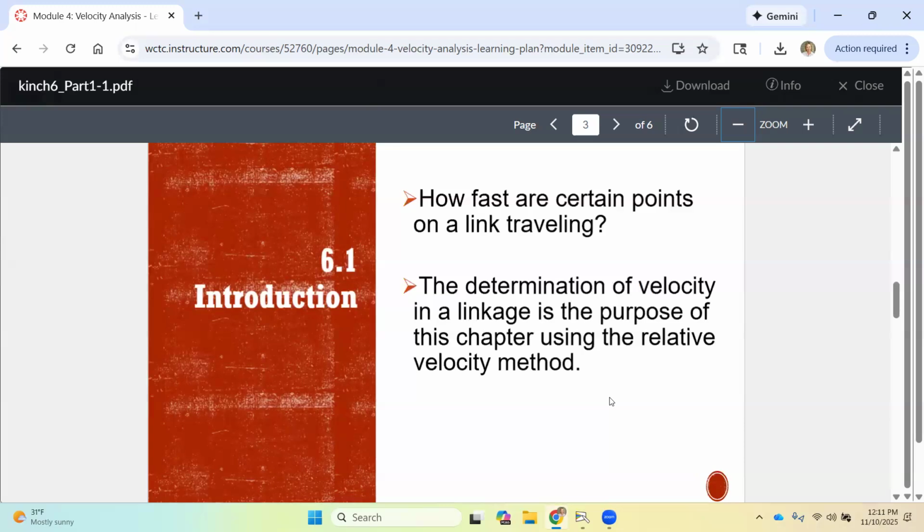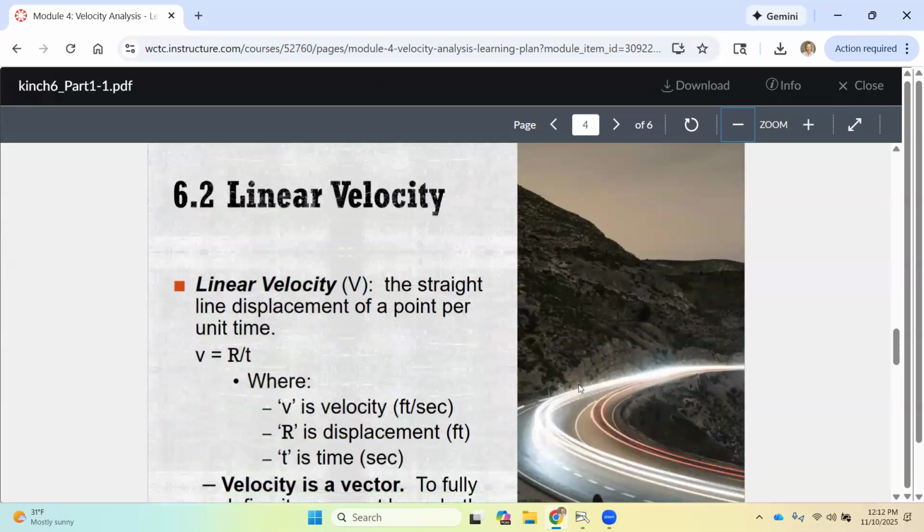So just as the chapter says, it's looking at velocity analysis, but we're most specifically going to use the relative velocity method to get us there. And that's a graphical method. Just like everything else we've been doing, we've been kind of erring on that graphical side because you guys get a lot of analytical in other places, okay? Or the math application of.